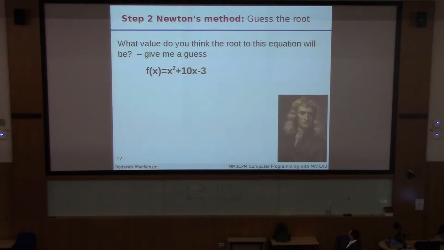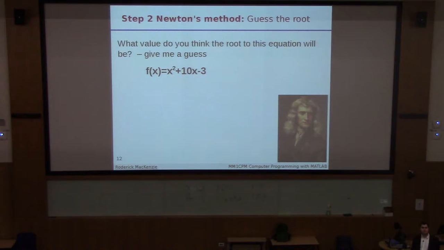Well, let's make another guess. So it's somewhere between 0 and 100, right? So 10 might be a more sensible guess. So let's try 10. What do we get if we put 10 into that equation? 10 times 10 plus 10 times 10 is 200, minus 3 is 197. So 0 is a bad guess. It's quite close, though. 100 is a terrible guess, and 10 is a moderately bad guess.